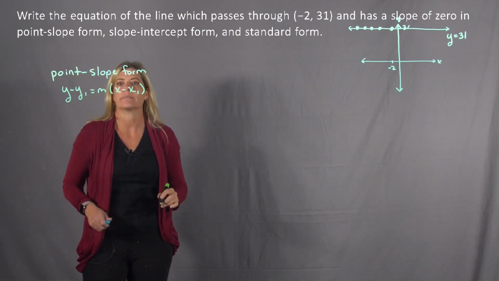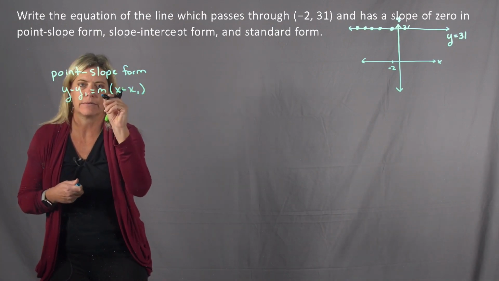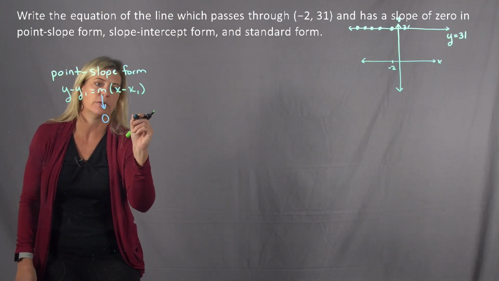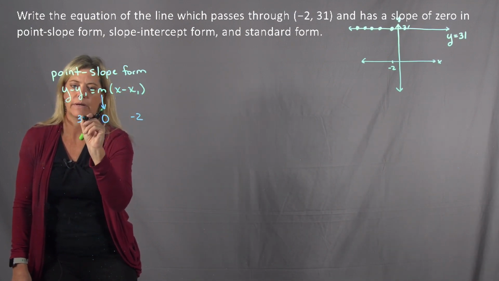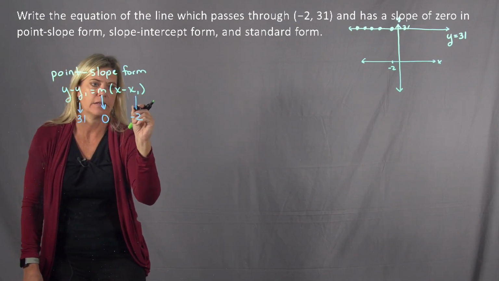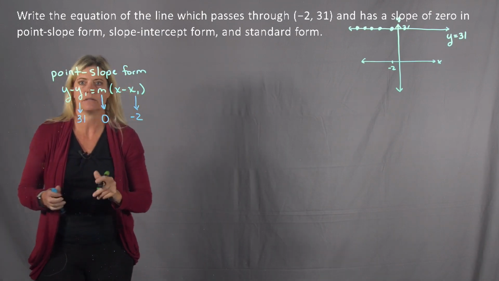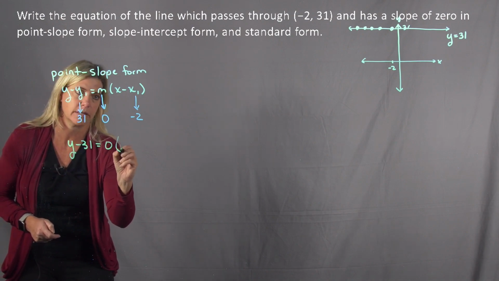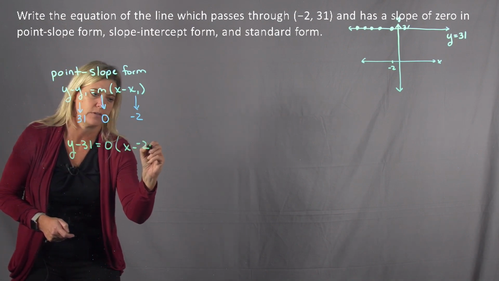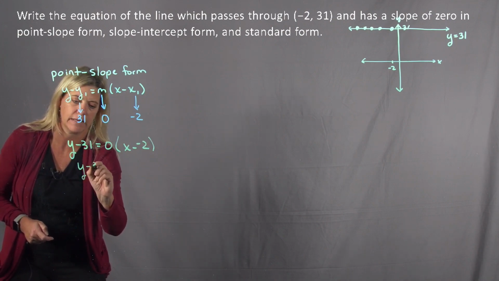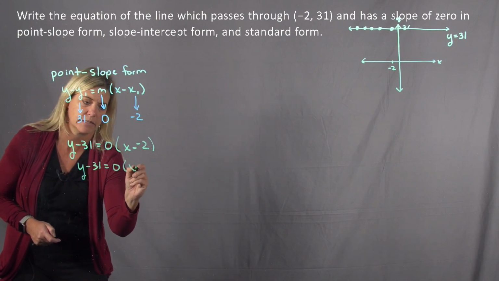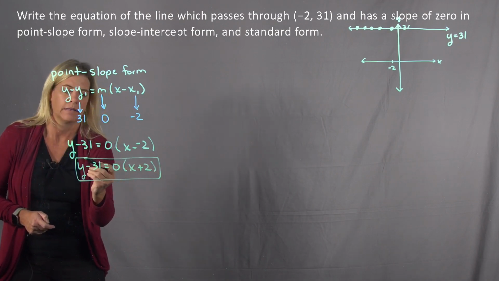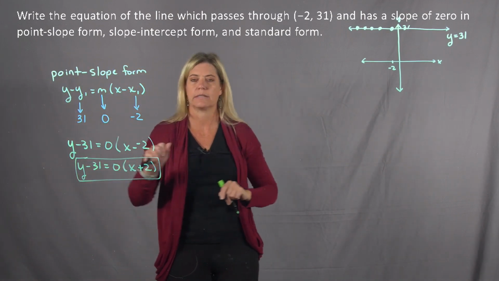All right, what's my slope here? I know my slope is 0. So this is going to be 0. And then my point is -2, 31. All right, so I know that each of those values are going to be substituted in. So point slope form is y minus 31 is equal to 0 times x minus -2. And you can go ahead and clean that up and write y minus 31 is equal to 0 times x plus 2. So this is the equation in point slope form, right? You can see the point, you can see the slope.